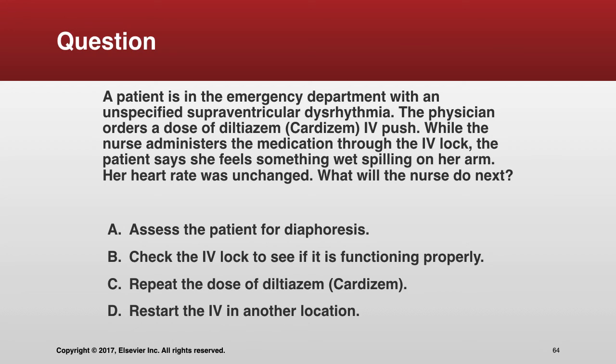Well, the correct answer is to check the IV lock to see if it's functioning properly. Because the heart rate was unchanged and the patient felt fluid on her arm, the IV lock was probably not working properly. Before anything else is done, the IV lock should be checked for proper functioning. Another dose would be wasted if the IV lock was not working. And if the IV site was a good site, even though the IV lock wasn't working or put together properly, sticking the patient a second time would not be a great thing to do either.